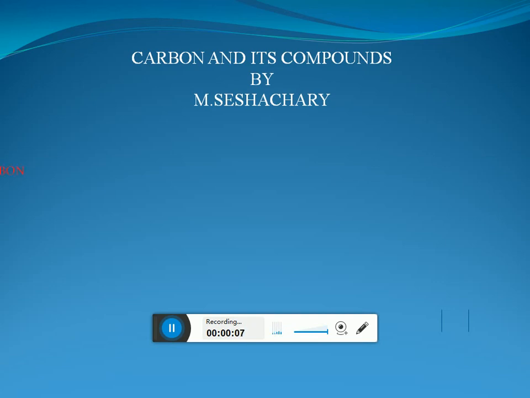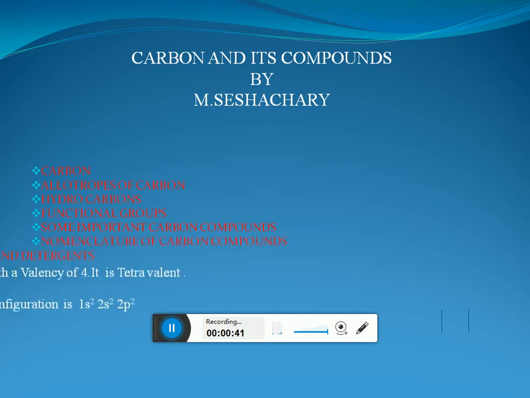In this class we are going to learn carbon and its compounds for class 10th. In this session we are going to learn what are the special characteristics of carbon, what are the allotropes of carbon, what are hydrocarbons, what are functional groups, what are some important carbon compounds, how to name the carbon compounds, soaps and detergents.